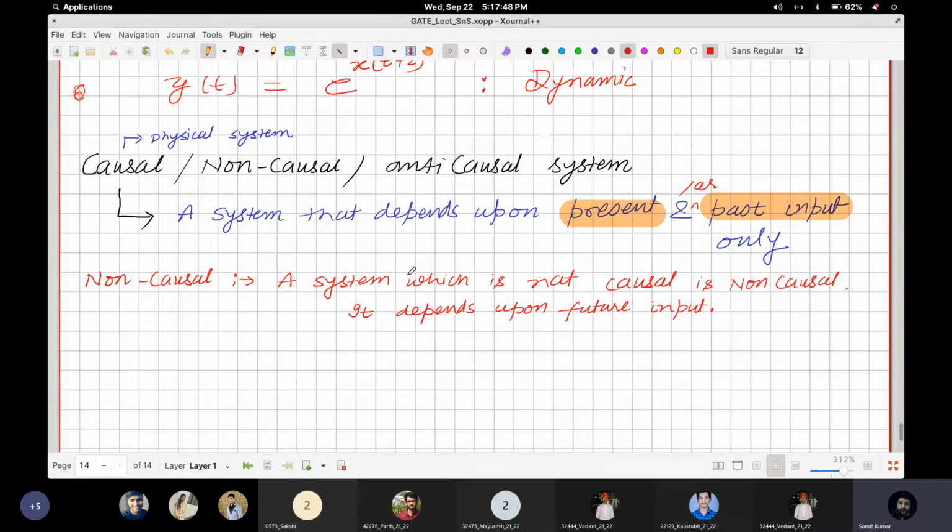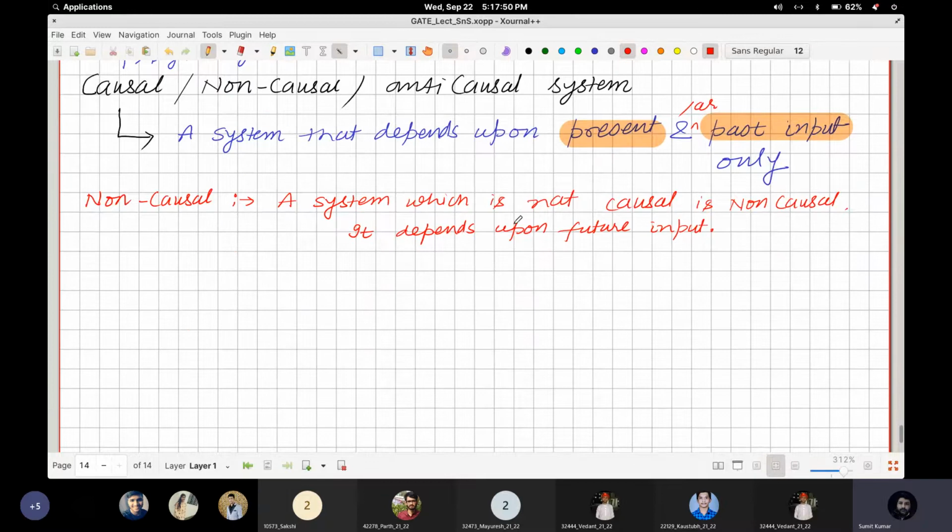And then we have a system that depends on future input and or past input. Let me write this down: and or past input. It's quite easy to see: anything that is not causal is non-causal. And then the third one that we have is anti-causal.